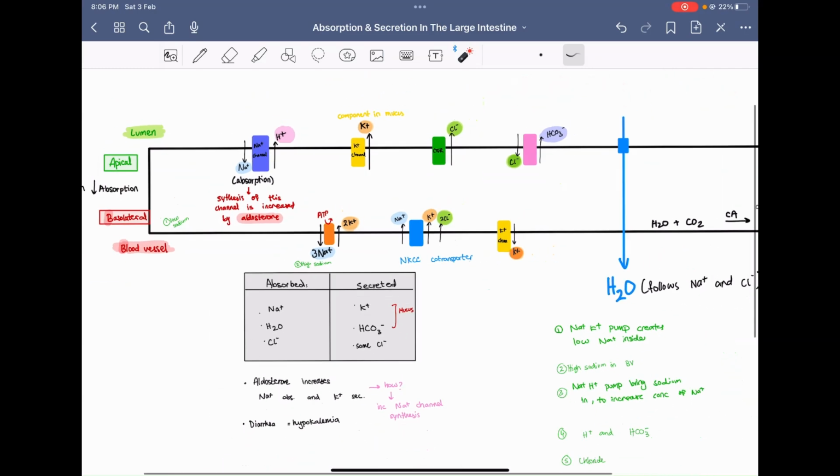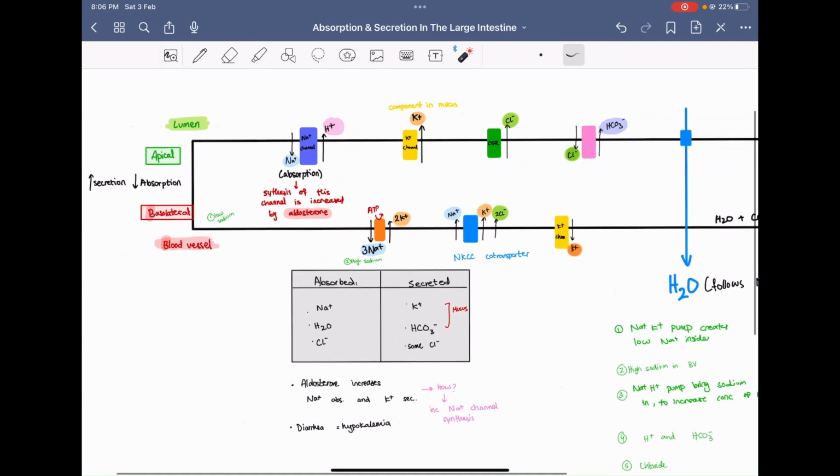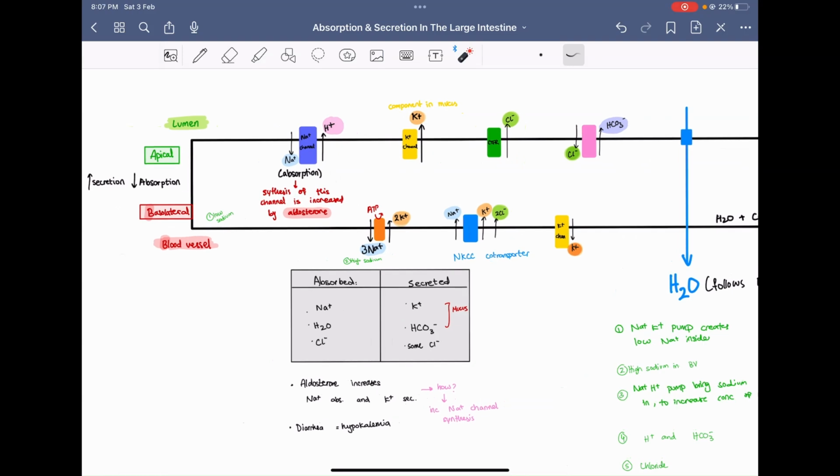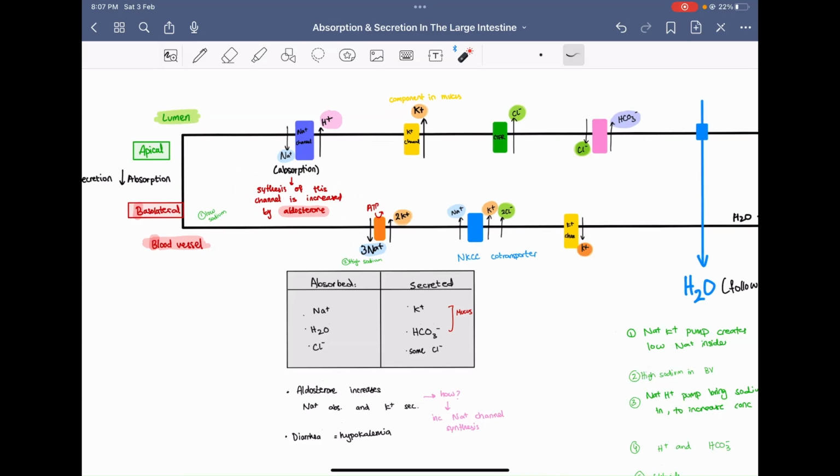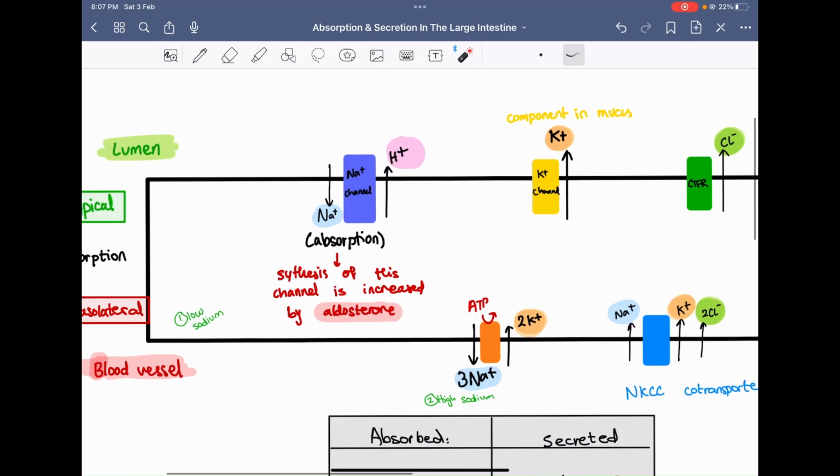Okay, so now we're done with the ions. I just want to bring your attention to something very important related to aldosterone. Now, as we know, aldosterone absorbs sodium into the cell or into the body and secretes potassium. And the way that it does this is by increasing the synthesis of this channel over here, the sodium channel. Now, by increasing the synthesis of this sodium channel, you're going to be taking more sodium inside the cell, from the lumen, from the stool.